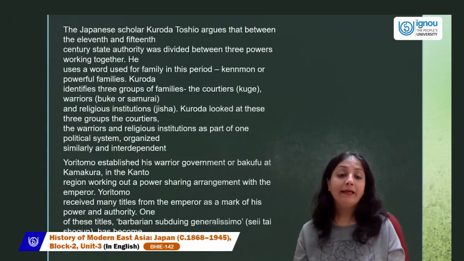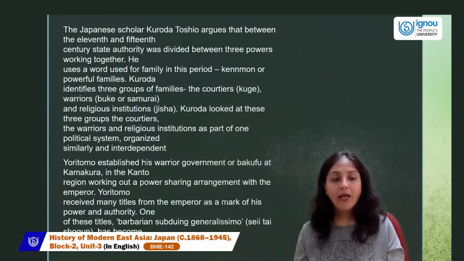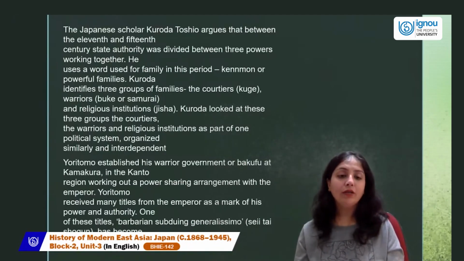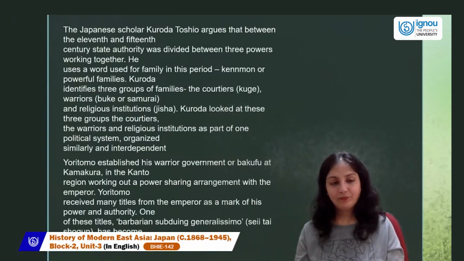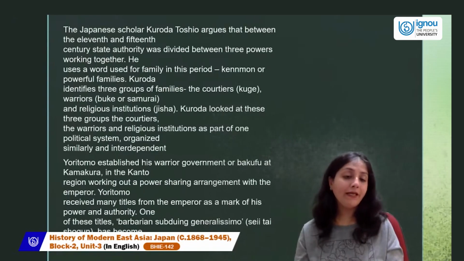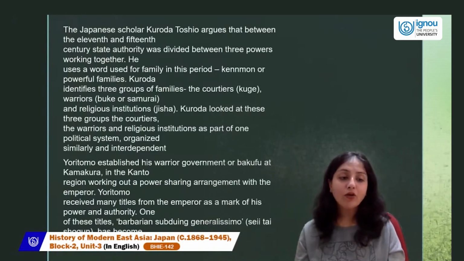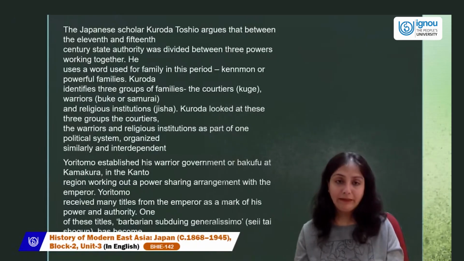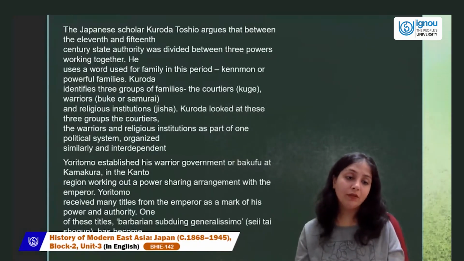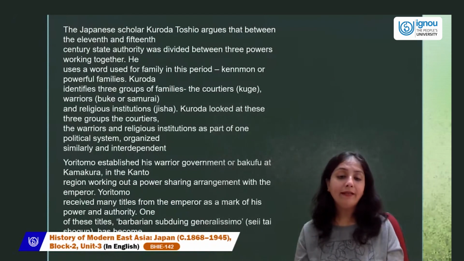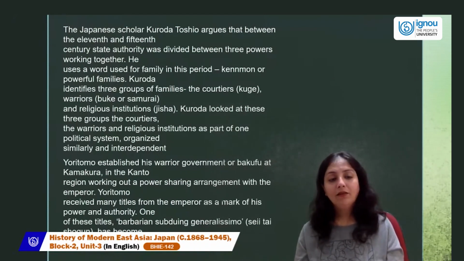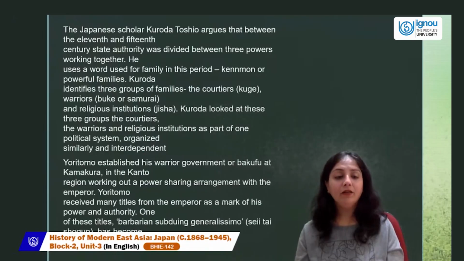Yoritomo established his warrior government, or bakufu, at Kamakura in the Kanto region, working out a power sharing arrangement with the emperor. Yoritomo received many titles from the emperor as a mark of his power and authority.